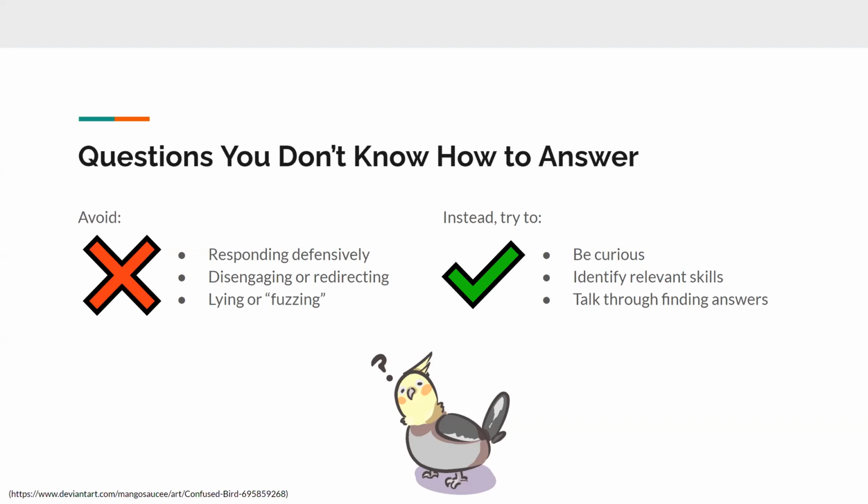Keep it conversational, keep it focused on what you are able to bring and your ability to quickly learn and understand things. Don't worry about not actually knowing the answer, because you can figure it out.